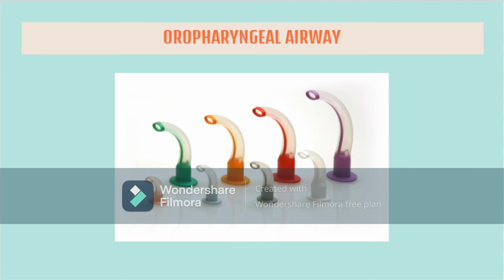For the next one, we have the oropharyngeal airway. It is a medical device called an airway adjunct used to maintain or open a patient's airway. It does this by preventing the tongue from covering the epiglottis, which could prevent the person from breathing.